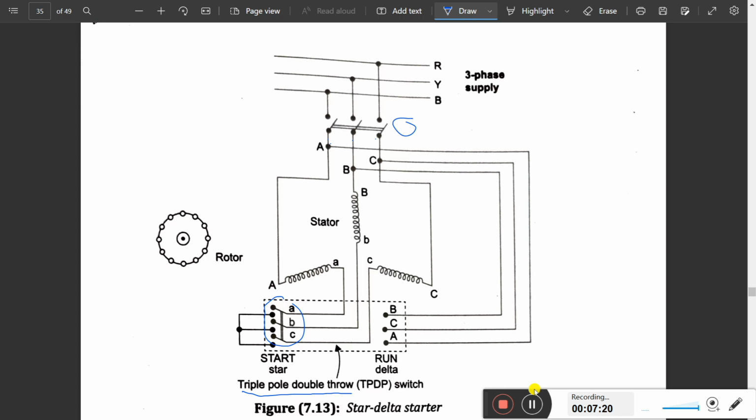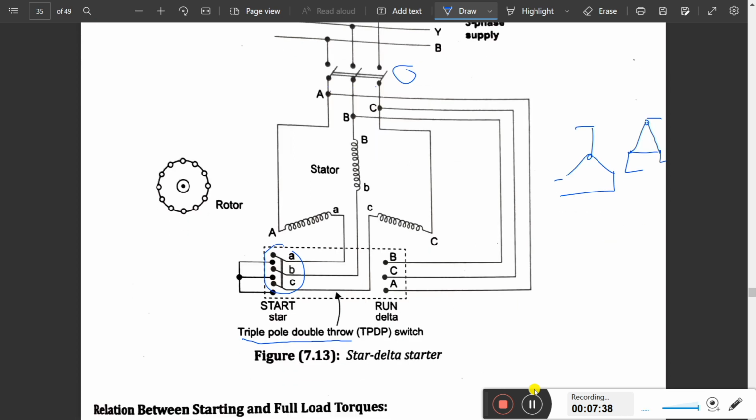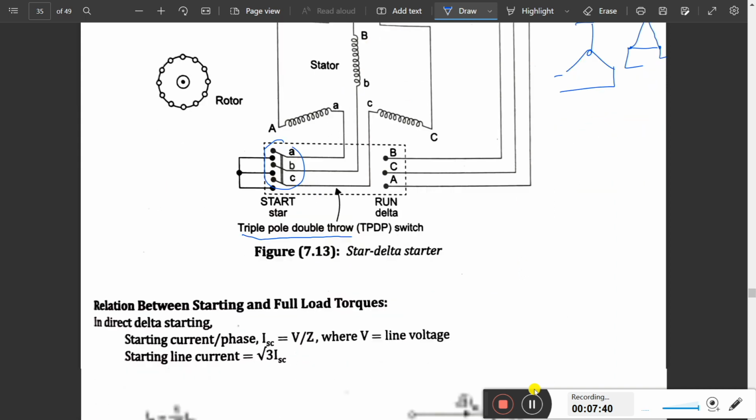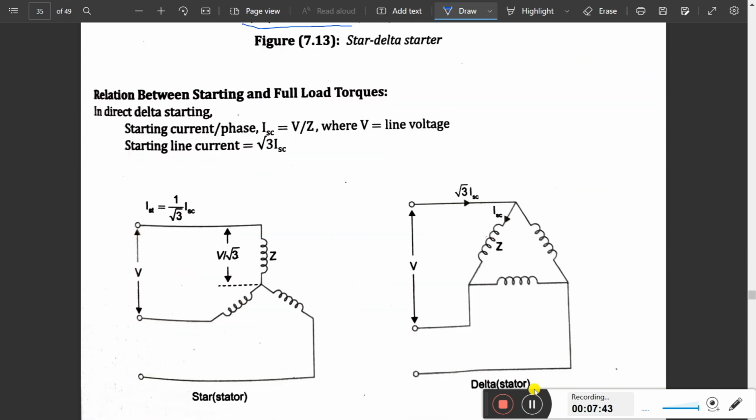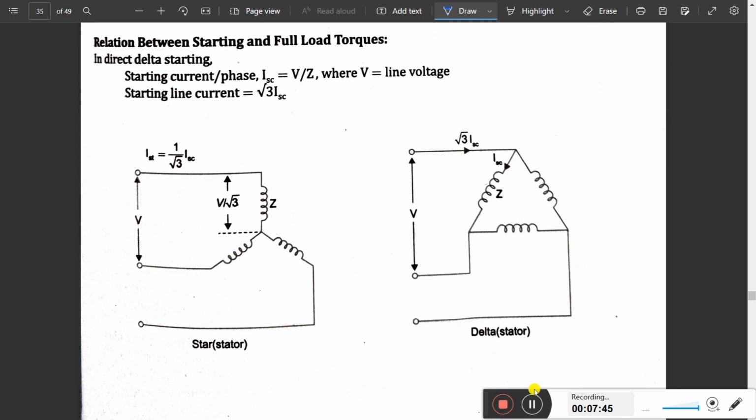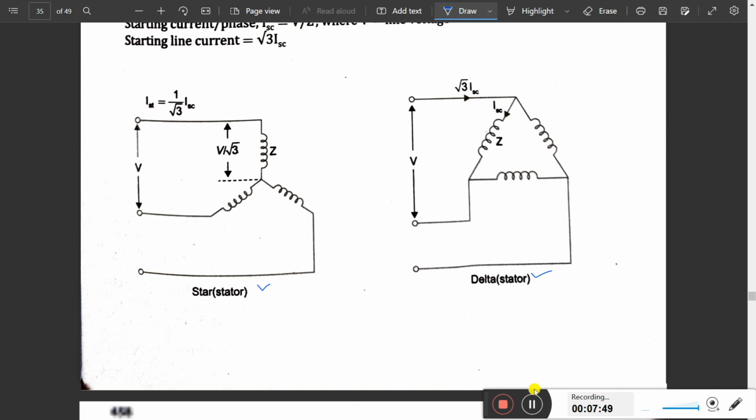Observe this: A dash, B dash, C dash. If you connect all starting points at one point and take the remaining, it acts as a star connection. If you connect the ending point of one winding to the starting point of another winding, we call it a delta connection. Now we can observe the relation between the starting and full load torque. In case of star to delta connection, first it acts as a star connection and then it goes through the delta connection.